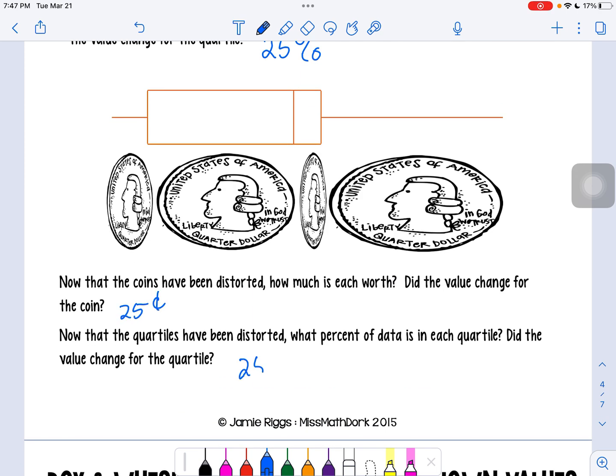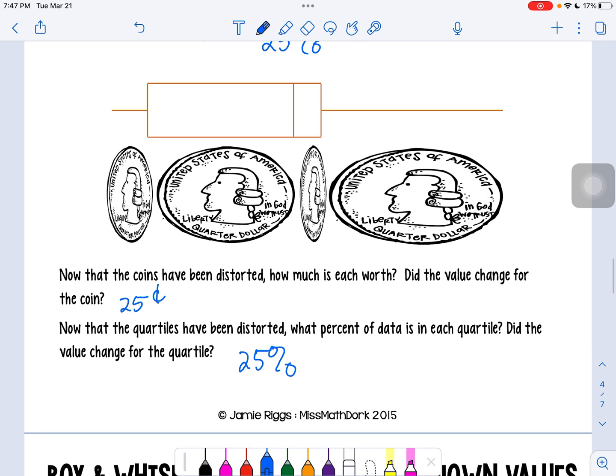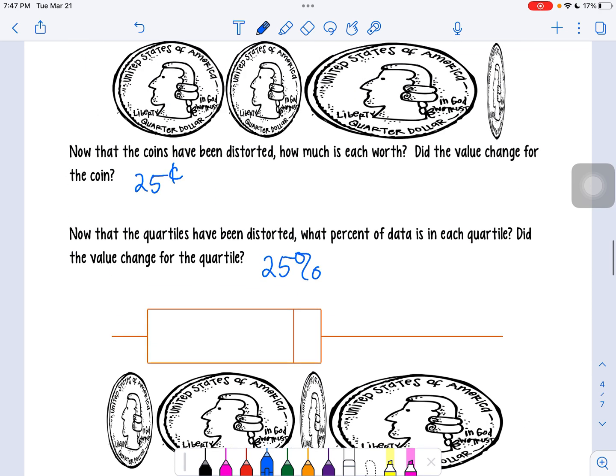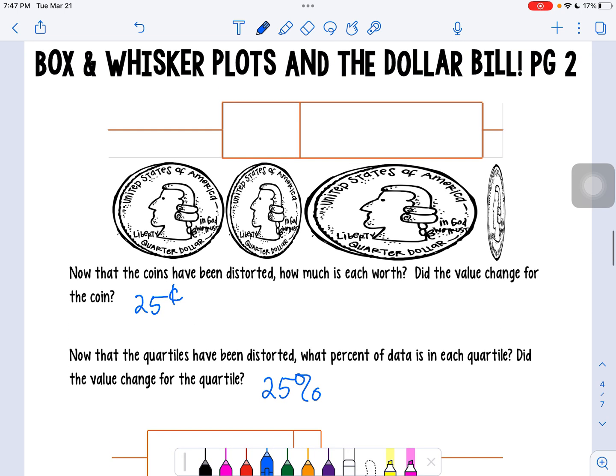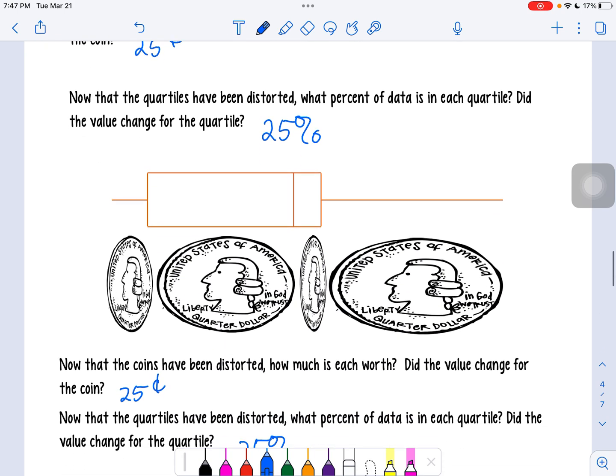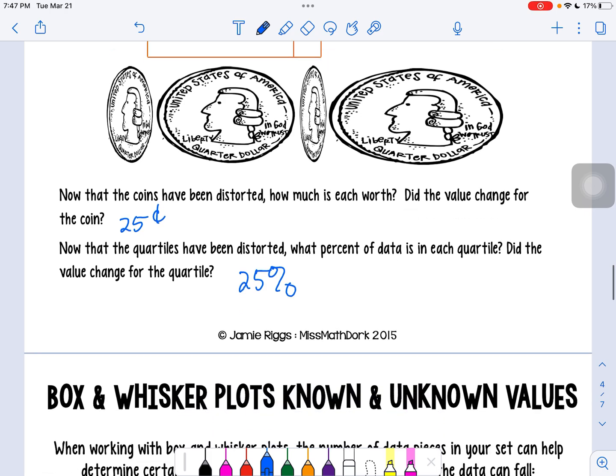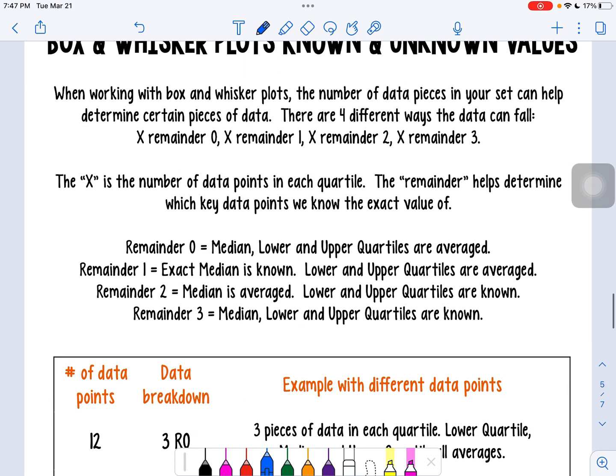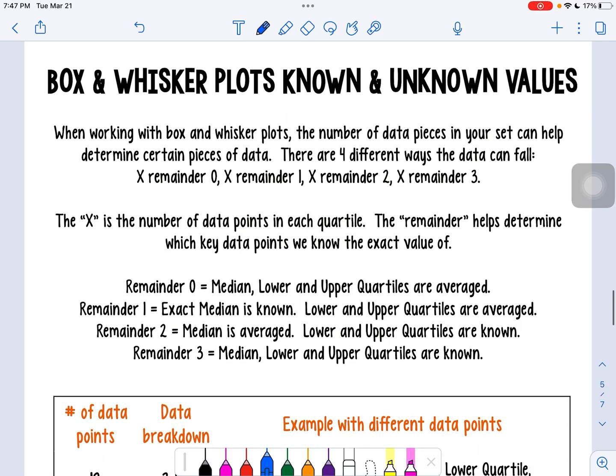25 cents, 25%, no change. You can specifically write out that there's no change, or just recognize that even though the data might get closer and farther apart, each piece of the box and whisker plot still represents 25% of the data. This is just a good reference page.